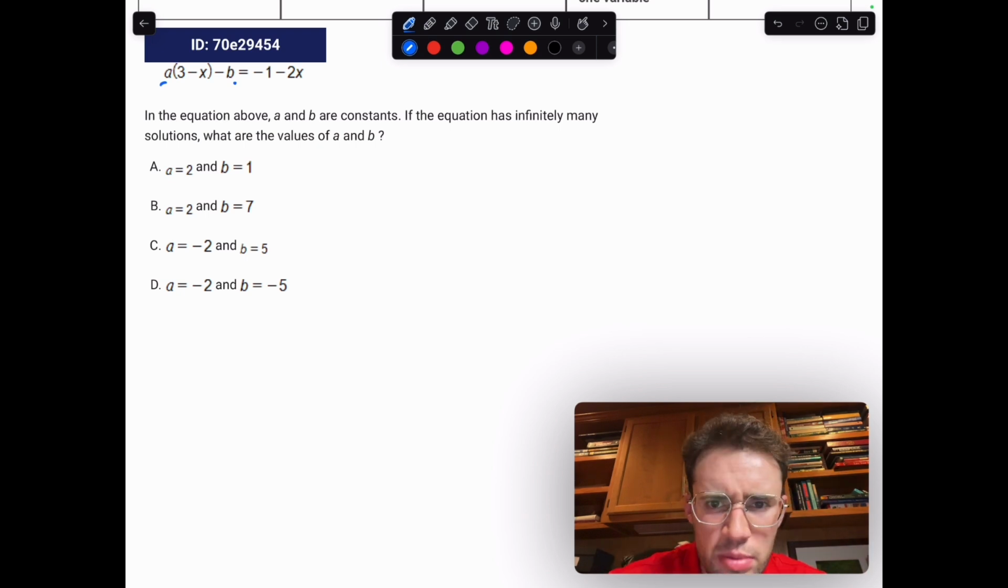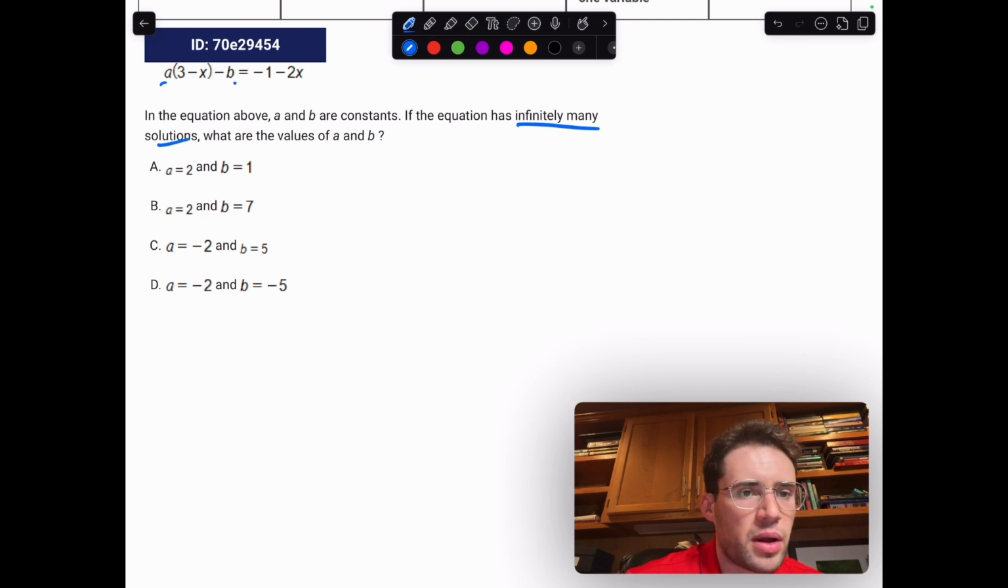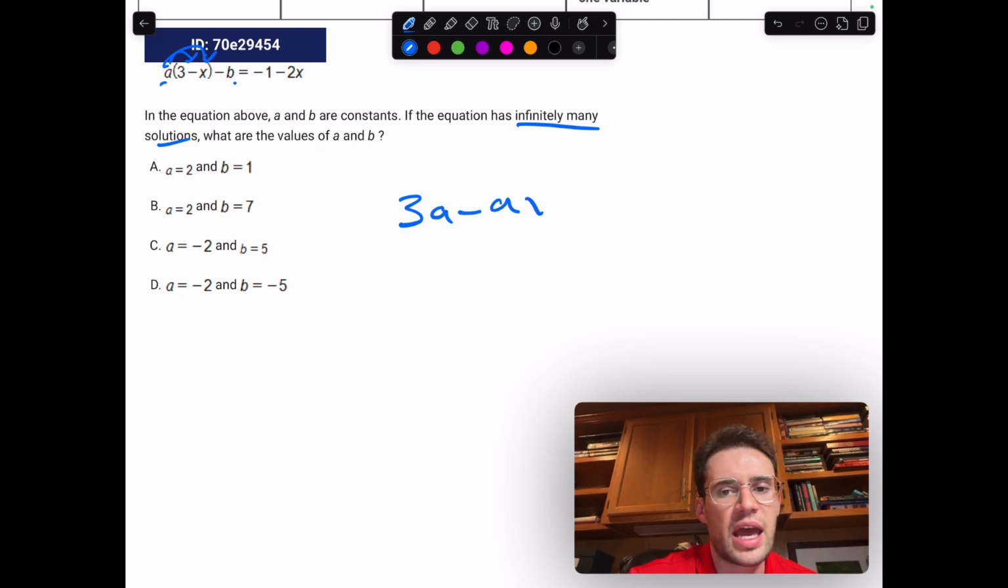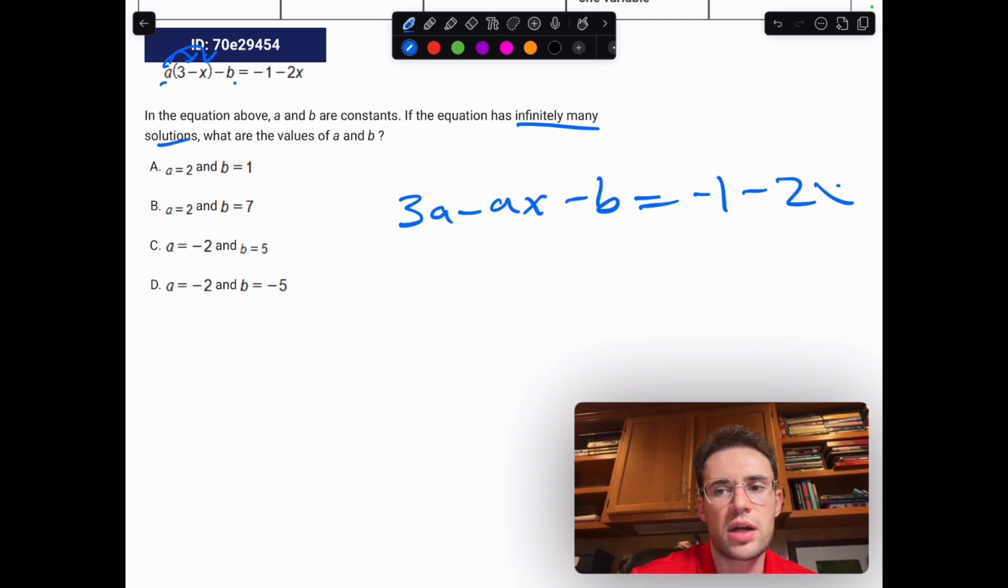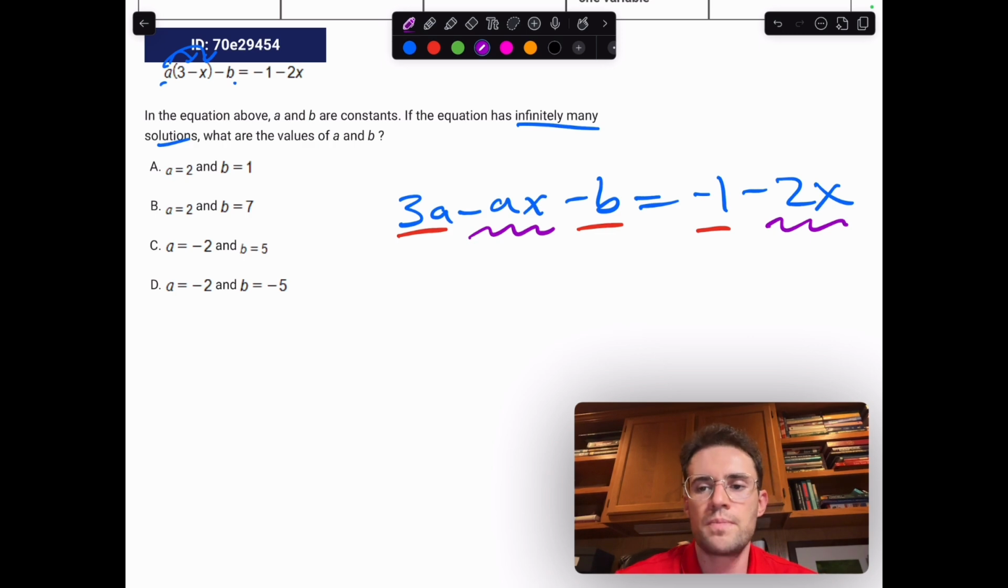So we want there to be infinitely many solutions, so it should be the same on the left and the right. You probably would want to distribute the a. So you'd get a times 3 is 3a, a times negative x is minus ax, minus b equals negative 1 minus 2x. So we have our constants, I'm going to underline in red. Over here, your constant is just negative 1. And our x term, the term that has something multiplied by x, I'm going to do a squiggle in purple under it.